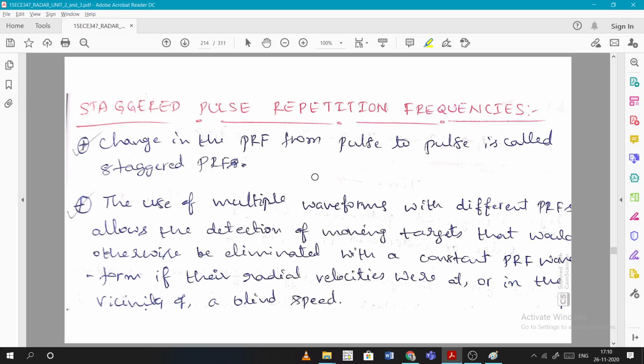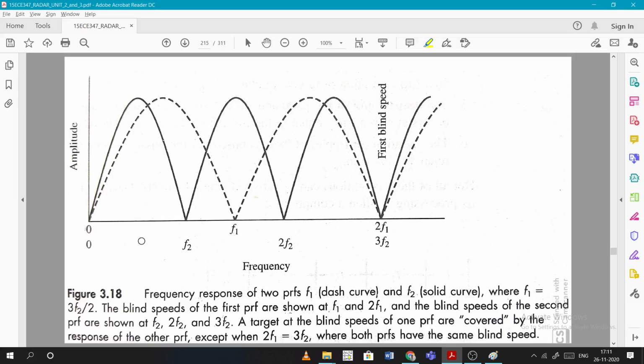It's called staggered PRF. For the first pulse it will be one PRF, for the second pulse it will be a second PRF, like that. So the use of multiple waveforms with different PRF allows the detection of moving targets that would otherwise be eliminated with a constant PRF waveform if the radial velocities were at or in the vicinity of a blind speed. So we can eliminate these blind speeds.